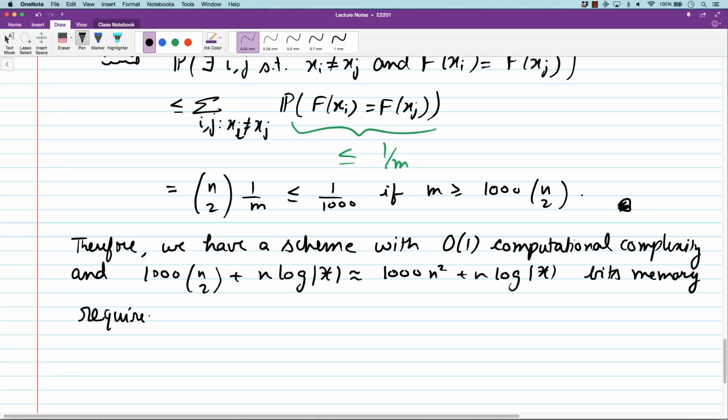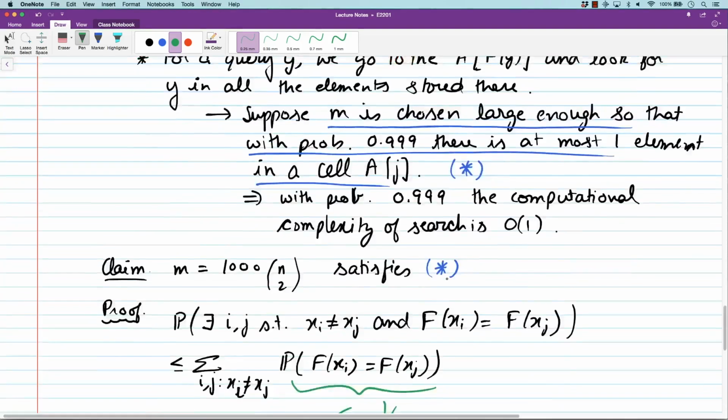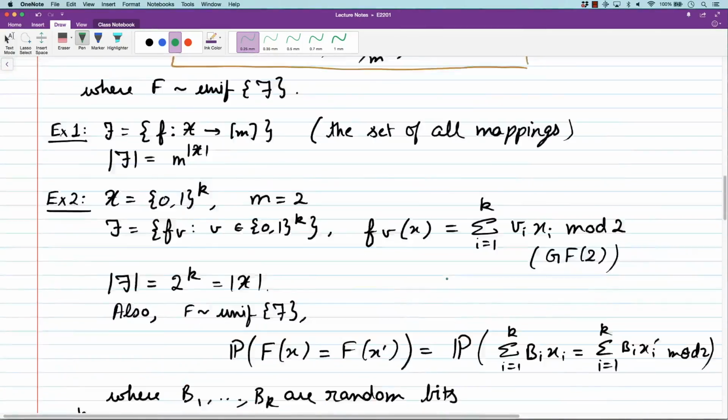Okay, so we are almost there. This is almost like the best of two worlds. We got scheme 2's computational complexity, and we almost got scheme 1's memory complexity, except that you have n square here instead of n. Okay. So remember these two schemes that we saw in the beginning of this lecture.